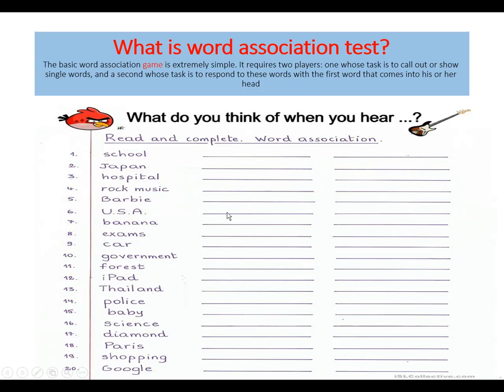So what's word association? It's a play, it's a game, it's a test, it's whatsoever. And it goes this way: what do you think of when you hear something? What comes to your mind when you hear something or you read something or you think of something? This is what we call word associations.